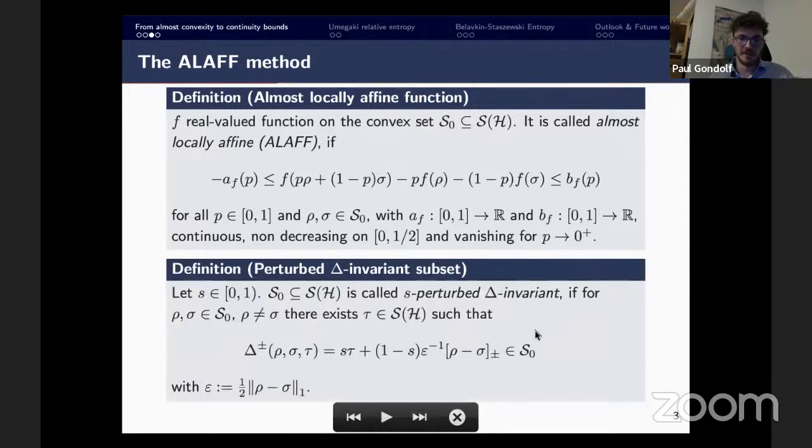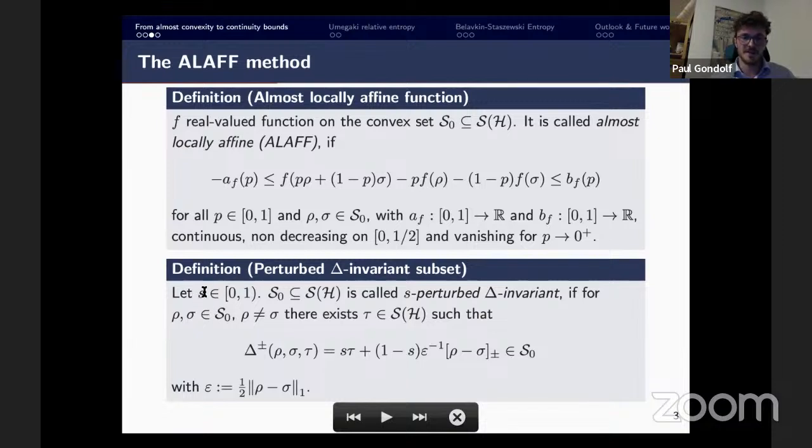Further, I want to introduce the perturbed delta invariant subset. This is a generalization of the delta invariant subset of Shirokov. We need this perturbation because these difference operators here, which are basically just the positivized difference, in this case the positive part of this difference, and in the minus case the negative part, might not be full rank. And this is a problem in our approach because divergences typically exhibit discontinuities if one has an input in the second argument that is not full rank.